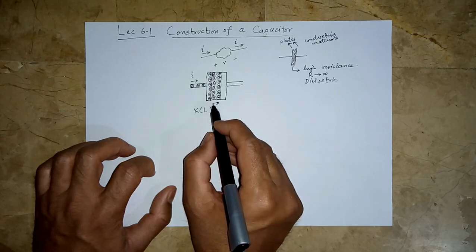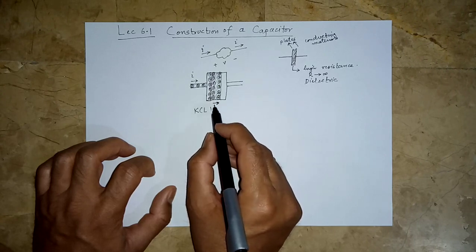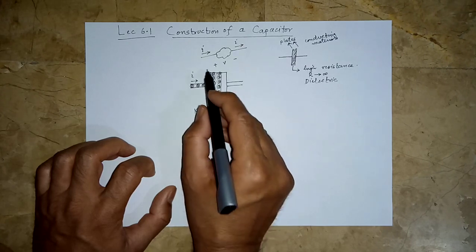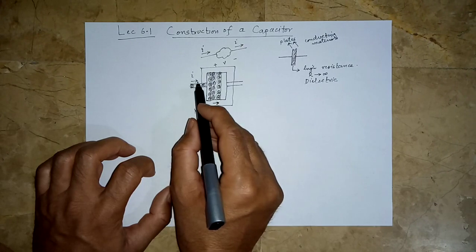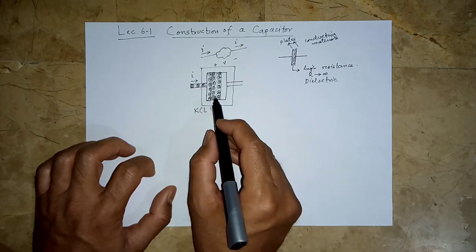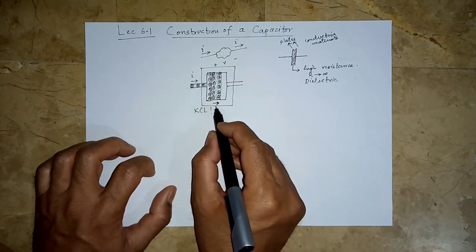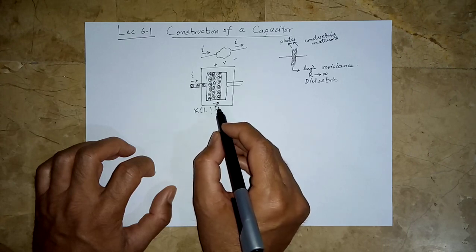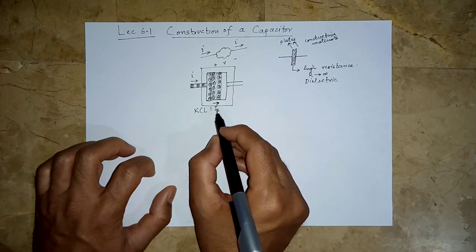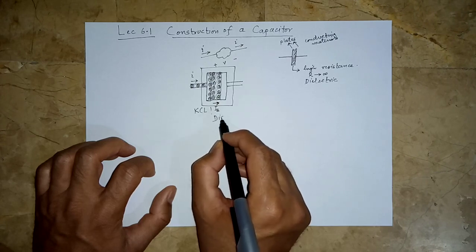There is no current flowing from this plate to this material. This is very important. This current is flowing inside this material only, and it is flowing inside the capacitor. So this is an internal current. This current coming from outside, this is an internal thing. And based on the Maxwell electromagnetic theory, we can call this current the displacement current.